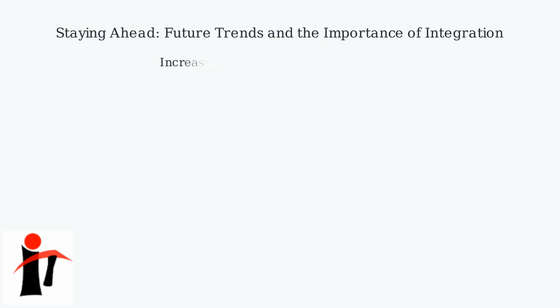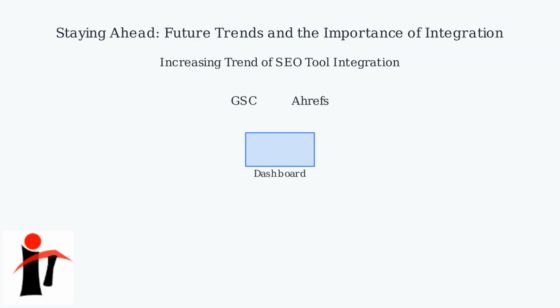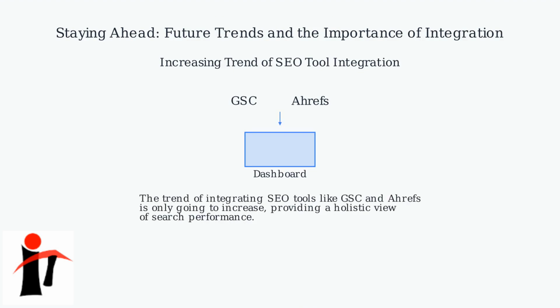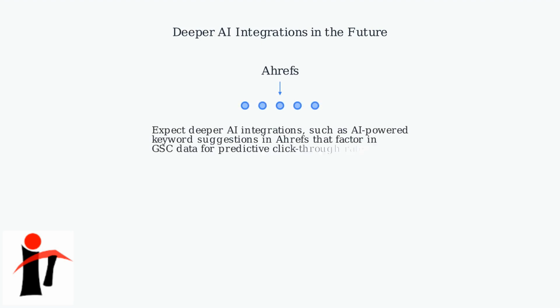The trend of integrating SEO tools like GSC and Ahrefs is only going to increase. This combination allows for a holistic view of search performance by merging Google's organic data with Ahrefs' backlink and keyword insights. Expect deeper AI integrations in the future. For example, Ahrefs will enhance its AI-powered keyword suggestions by incorporating GSC data, enabling predictive click-through rates that help forecast user behavior and optimize content strategies.